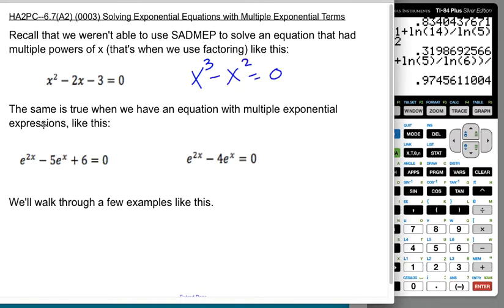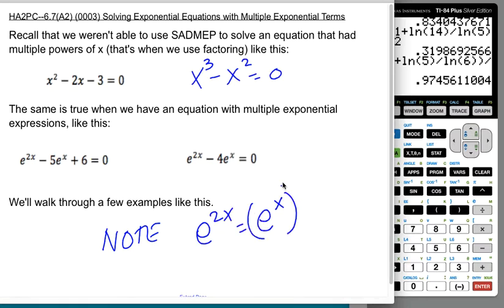The same is true when you have an equation with multiple exponential expressions like this. e to the 2x minus 5 e to the x plus 6 equals 0, or e to the 2x minus 4 e to the x equals 0. So we're going to walk through some examples of how to do this. It is kind of important to note that e to the 2x is the same as e to the x quantity squared, right? Based on the way that the properties work with exponents, you could rewrite an e to the 2x as an e to the x quantity squared, and that's going to end up being important.